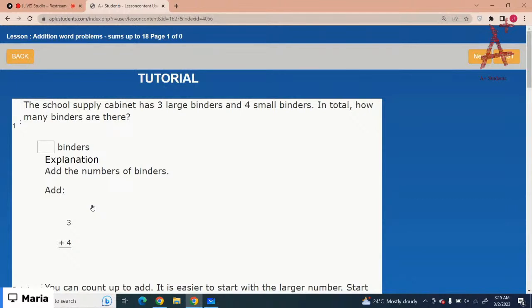The school supply cabinet has three large binders and four small binders. In total, how many binders are there? The cabinet has three large binders and four small binders. Got it? So you have to calculate the total binders. For the total, you have to add 4 plus 3.